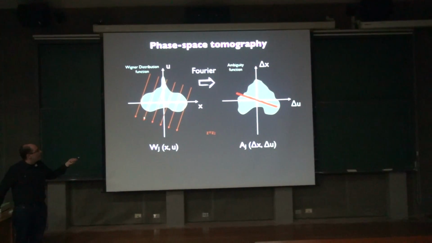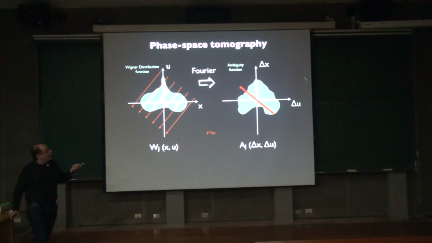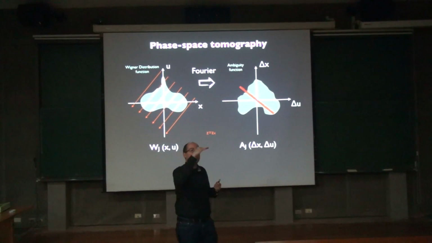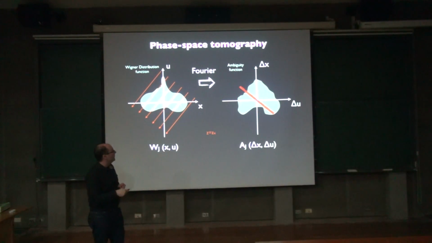So each one of those measurements that I do, what I'm really doing is I'm measuring the ambiguity function along these particular orientations. And of course, ideally, what I should do is I should repeat in every different position all the way around 360 degrees, and if I do that, then I can measure the ambiguity function.